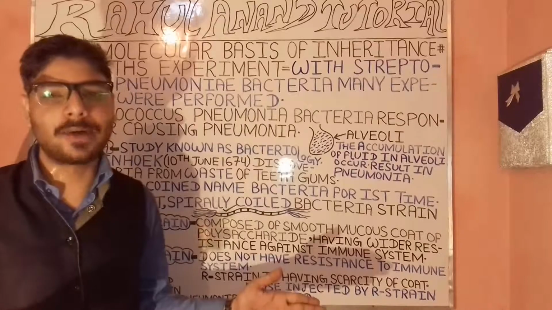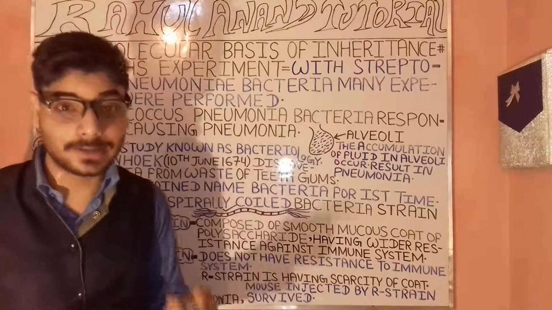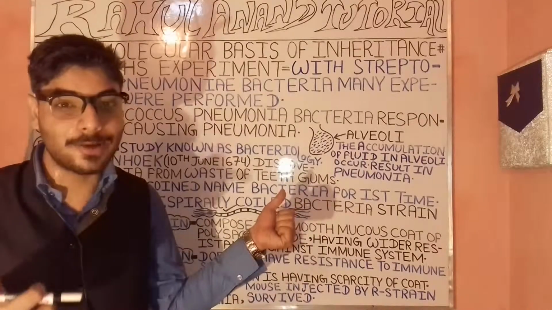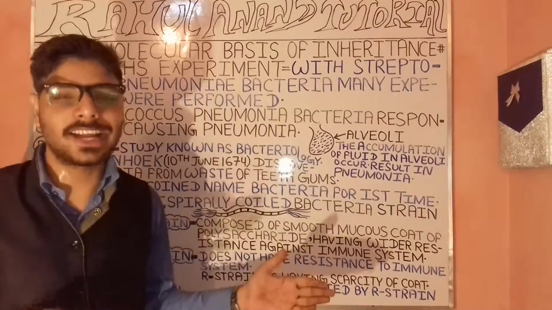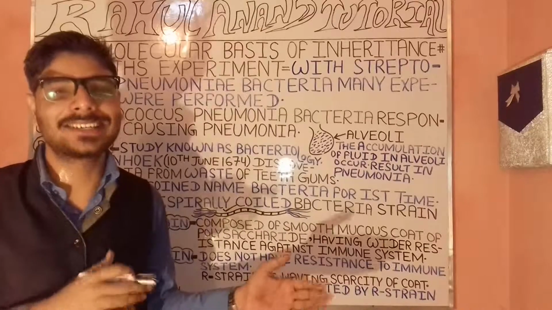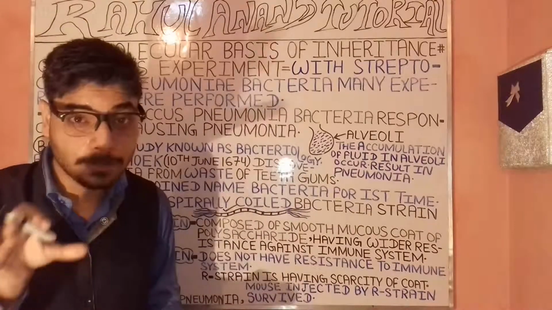So here we have selected, for Griffith's experiment, the mouse. Griffith selected the mouse for his experiment. So the mouse which was injected with reference to the strain died.